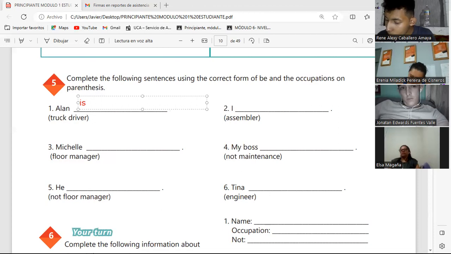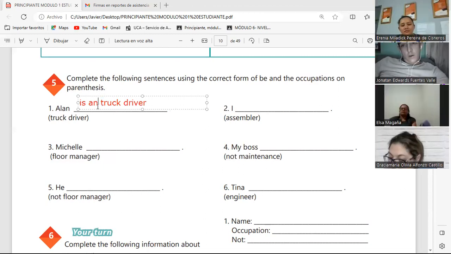Alan is a or an truck driver? Truck driver. So, truck driver is with T, look. It's a consonant, right? So, an or a? Ah, right. So, Alan is a truck driver. Very good.